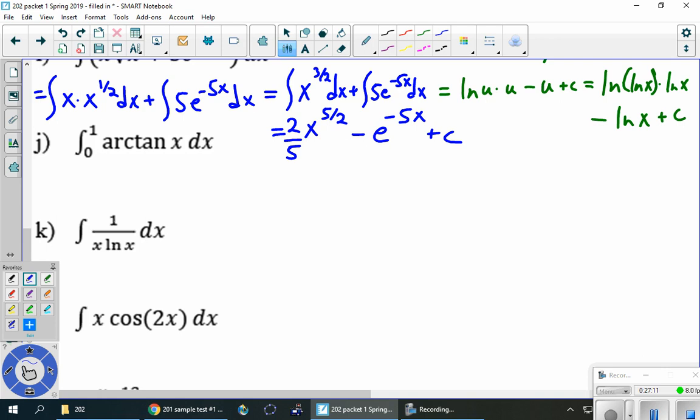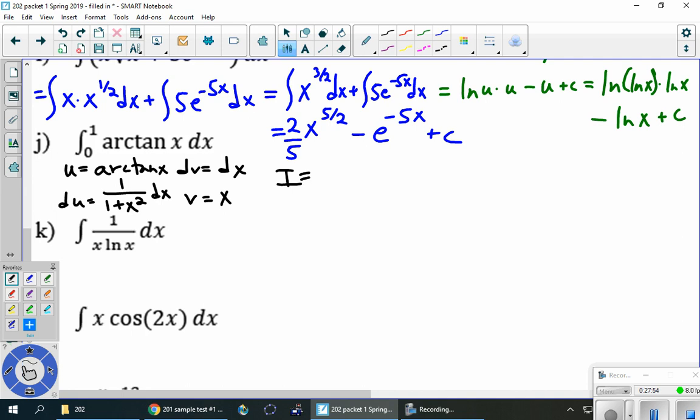Okay, part J, arctan of x, integral from 0 to 1. Okay, so for this one, I think we just need to know that the inverse trig functions often yield to integration by parts. So let's try that technique for this one. u equals, dv equals. Okay, we're going to let u equal the whole thing, arctan x. dv is just going to be the dx. Derivative of arctan is 1 over 1 plus x squared dx. Integral of dx is just 1x. No need for the plus c there.